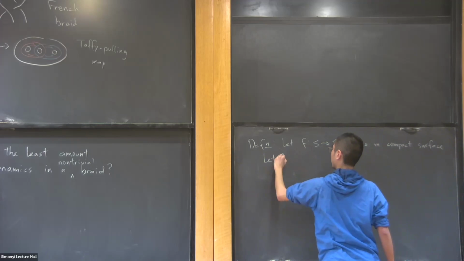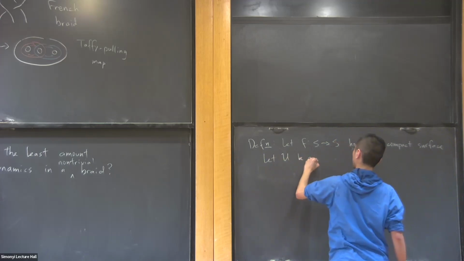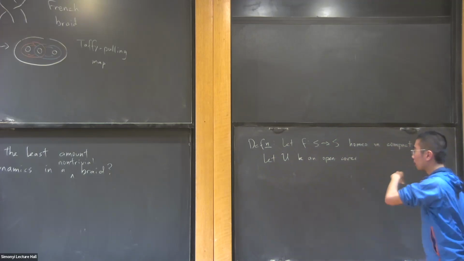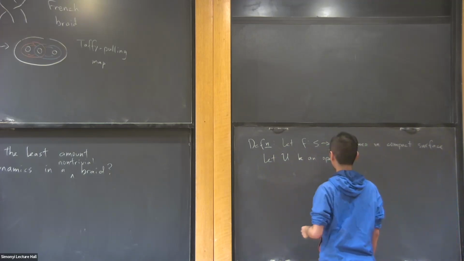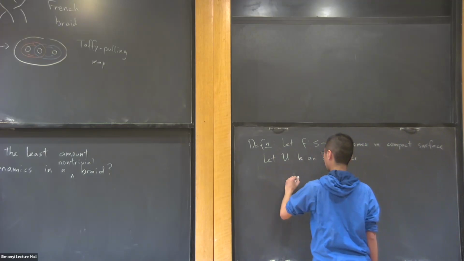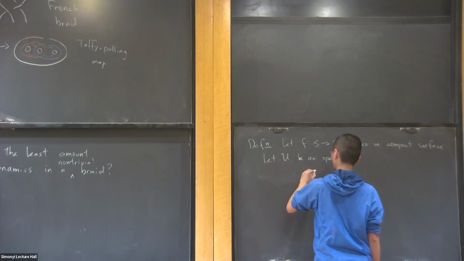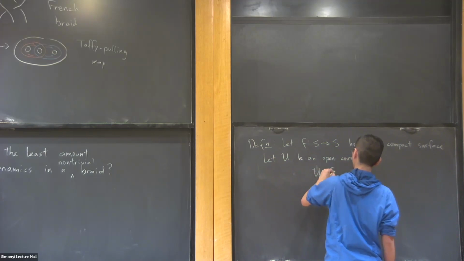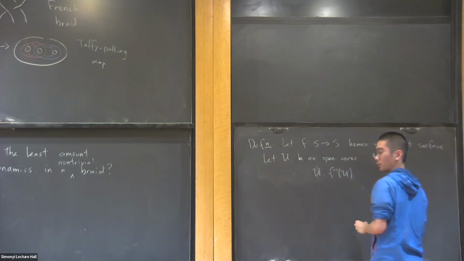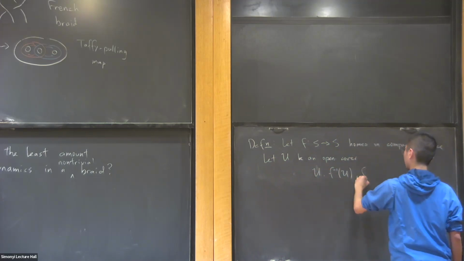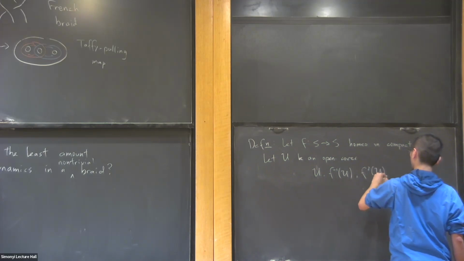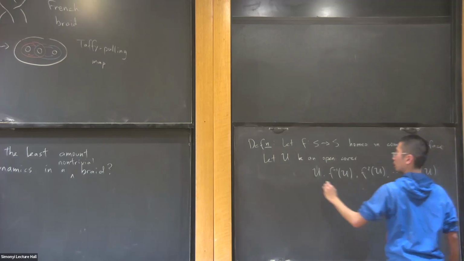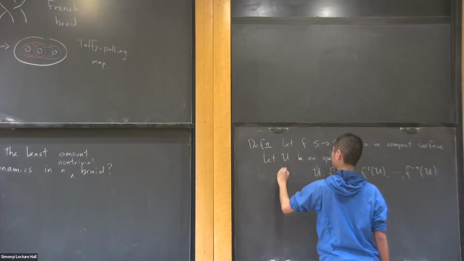And let U be an open cover. So consider the following open cover, which is obtained by taking U, inverse U, and then pulling back the open cover. Doing it again, doing it n times, and then taking the common refinement.